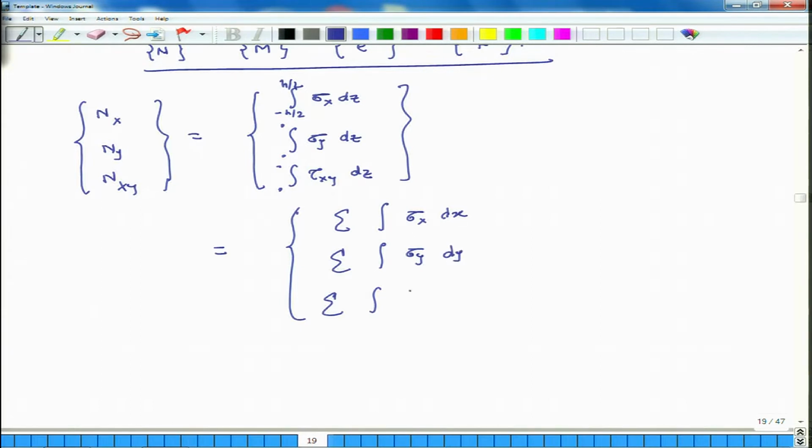Sigma y dz, tau xy dz. These should be dz. And if there are n layers, then the summation has to be from k equal to 1 to n, and the integral for the kth layer will be from h k minus 1 to h k. Similarly, for the next equation also the same thing will happen.